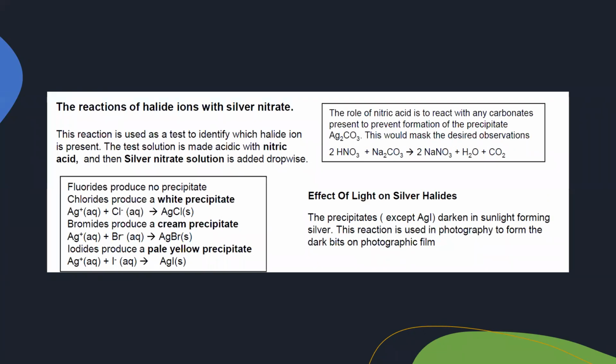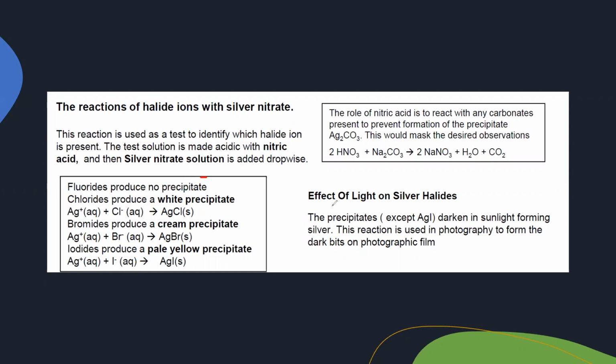So if you want to test the halide, like which halide is present, we already discussed that in IGCSE. If we want to test a halide ion, we can add silver nitrate or lead nitrate. With iodide ion, it will give a yellow precipitate. With bromide, it will give a cream precipitate. And with chloride, it will give a white precipitate.